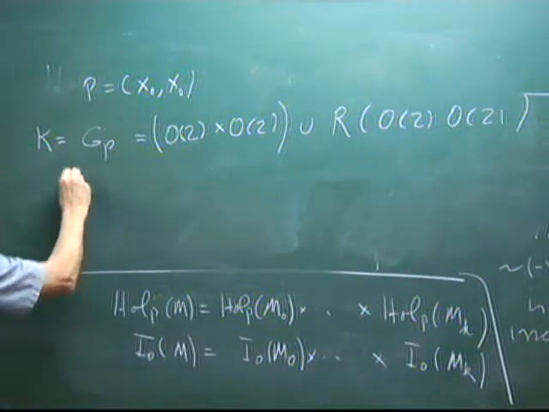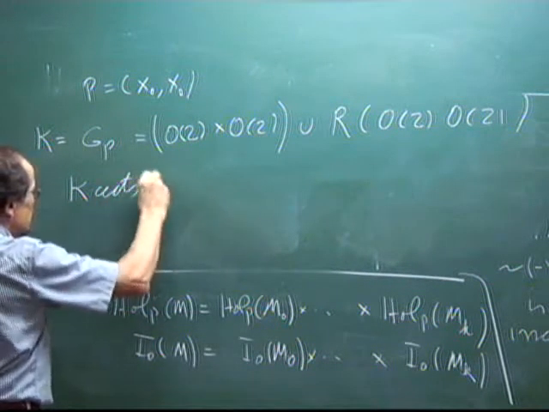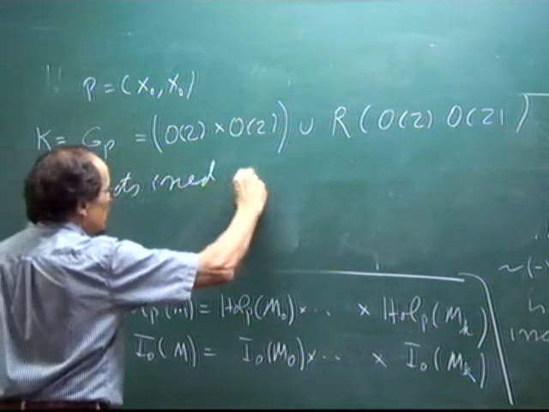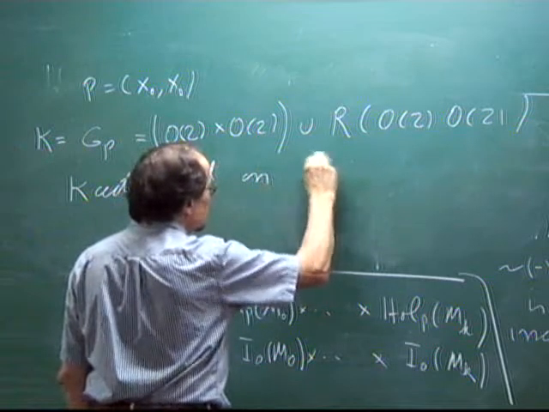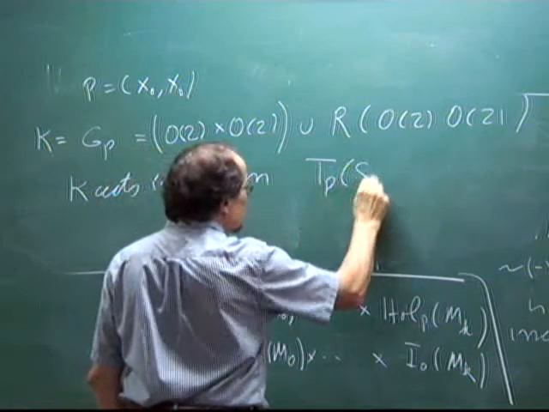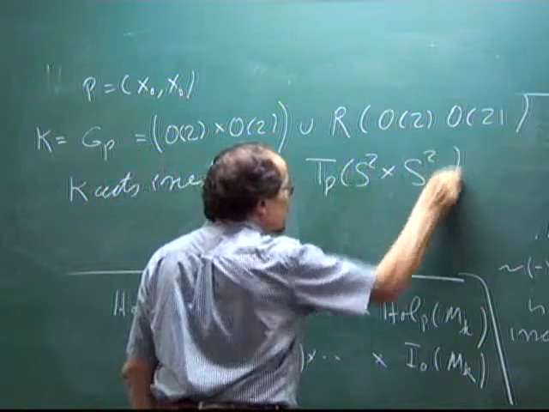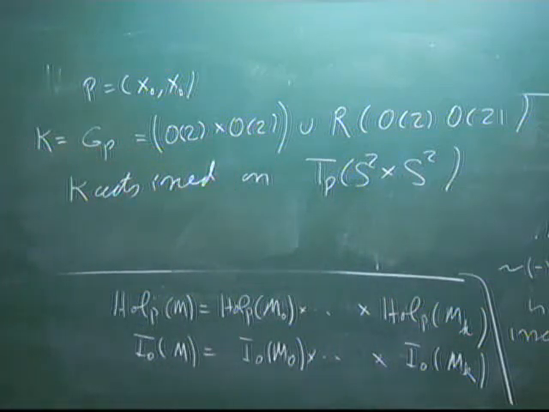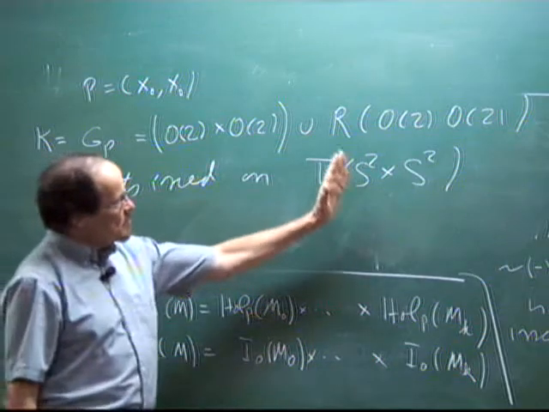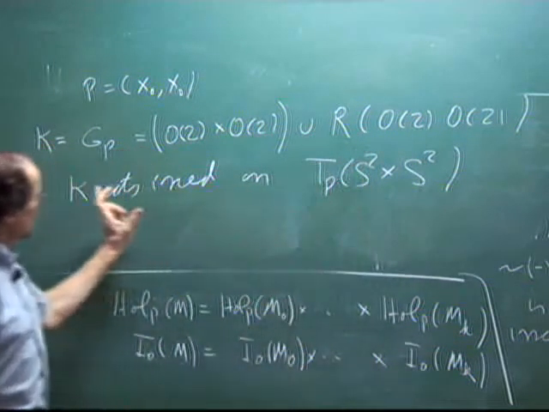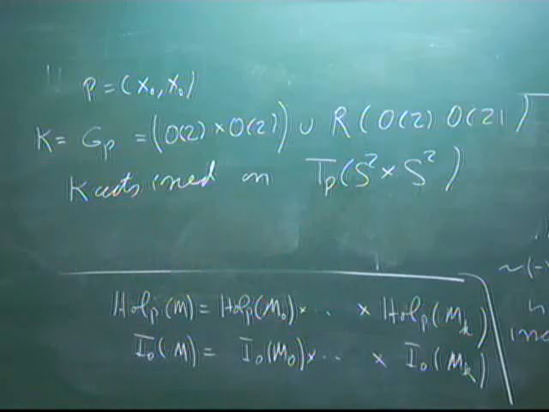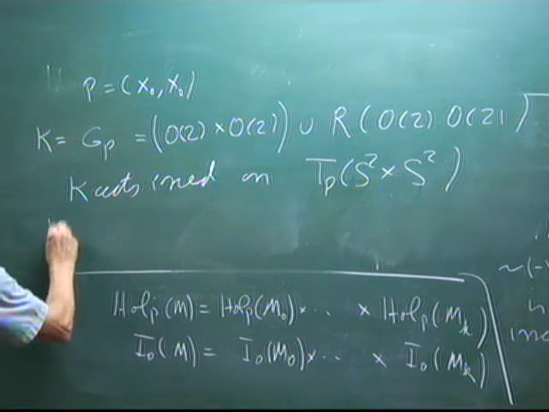And now you see that the K acts irreducibly on the tangent space of S2 cross S2 at this point. Because switching the factors is also included in there, the only naturally invariant subspaces are each factor. But since the switch lies in there, there's no invariant subspace. So K acts irreducibly on T_P M, but of course K0 does not.